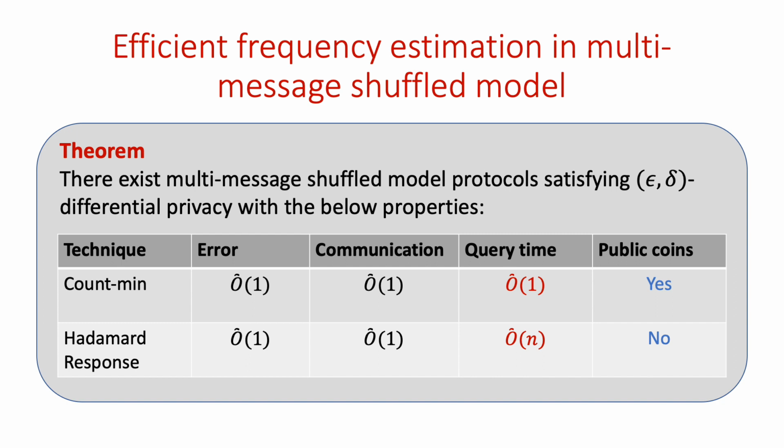The Count-Min sketch uses public coins and has query time which is polylogarithmic in n and B. The Hadamard response does not use public coins, but it has query time which is linear in the number of users. And roughly speaking, the public coins in the Count-Min sketch are used to perform hashing, whereas the Hadamard response achieves a similar functionality in a different way.